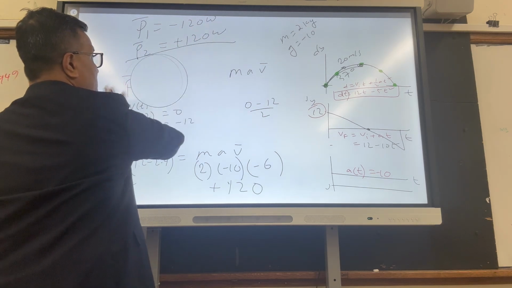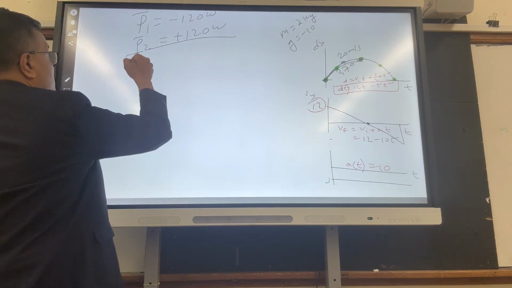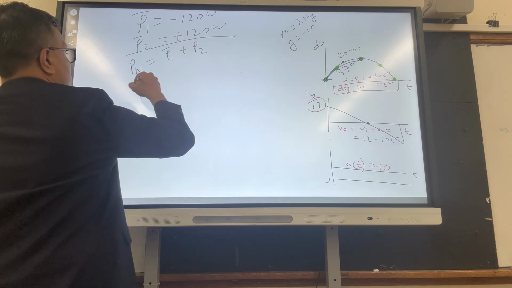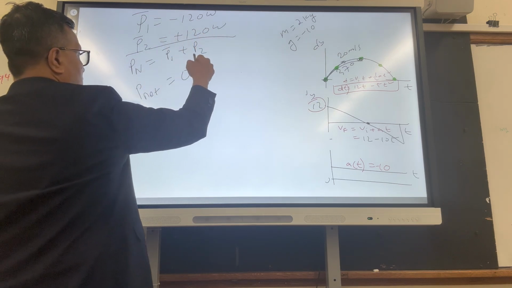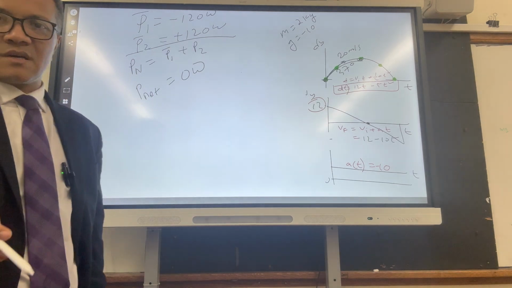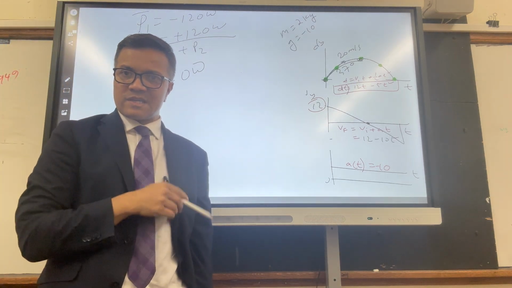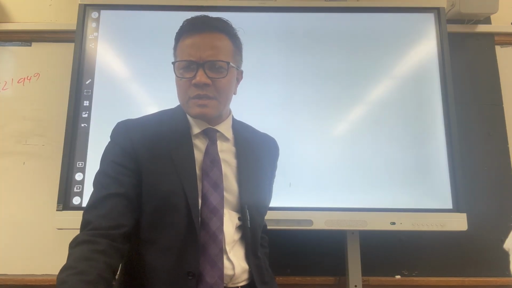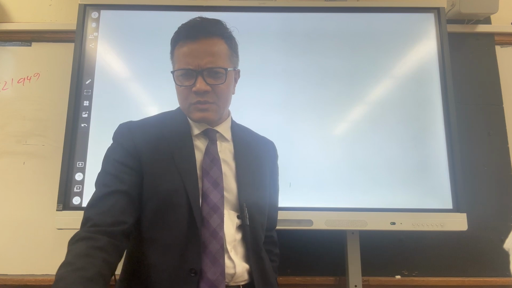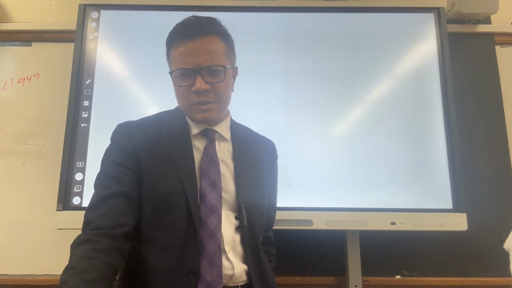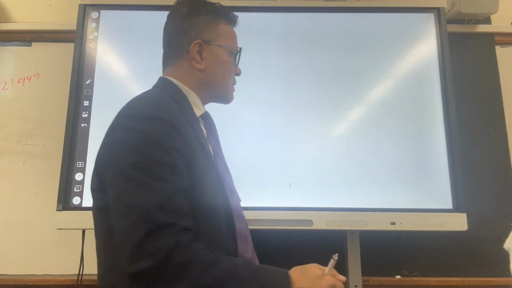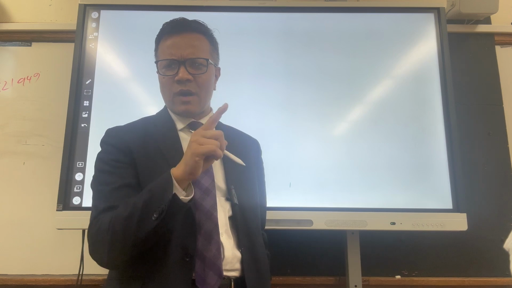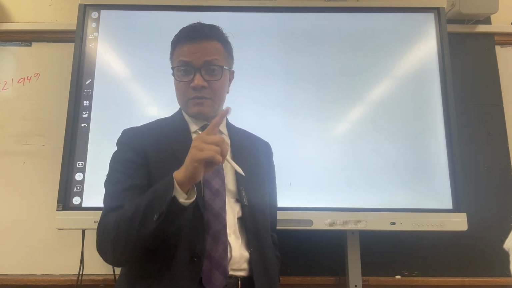So what is the net work? The net work is P1 plus P2, which is 0. So no matter which way you do it, instantaneous or average, the net power is 0. Now let's find the net power differently. We're going to use the kinetic energy to find the net power, and again the net power is going to be 0.